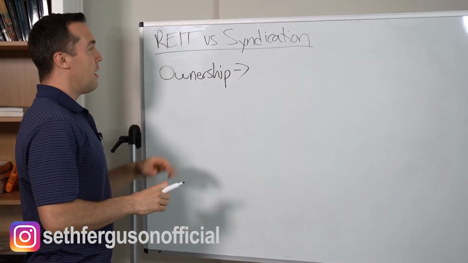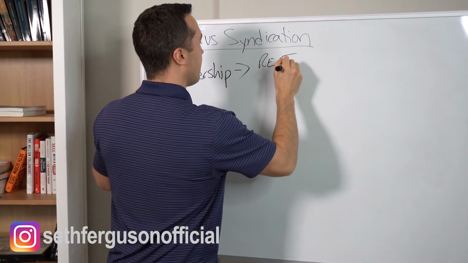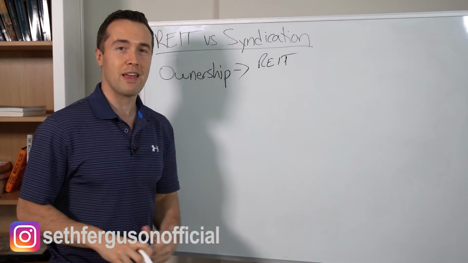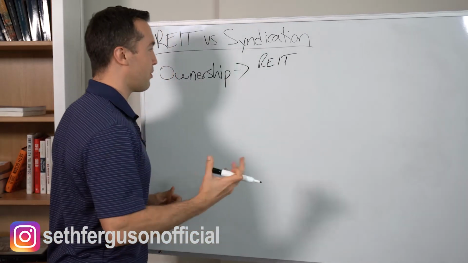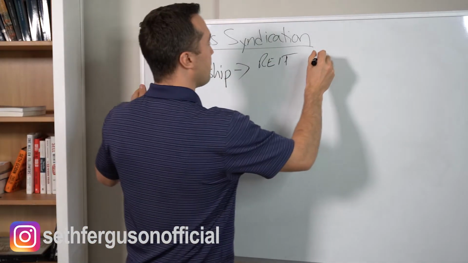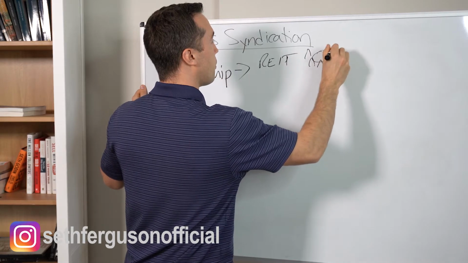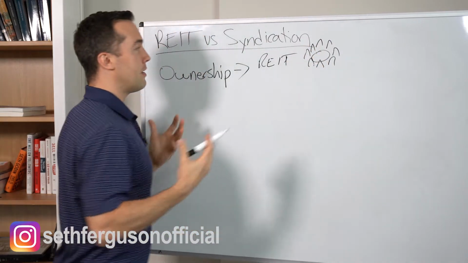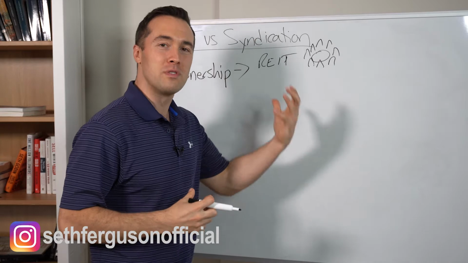So ownership. A REIT is a company that most often is publicly traded, so you can buy shares of that company on the stock exchange or buy mutual funds that invest in the REIT. Basically this company, their product is their real estate portfolio. So they'll go out and buy and sell all sorts of properties, and you can buy shares of the company that owns the real estate.